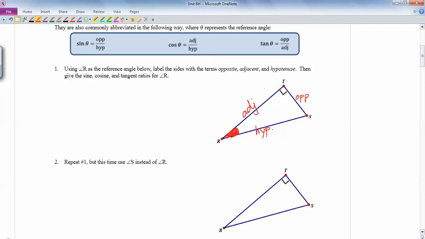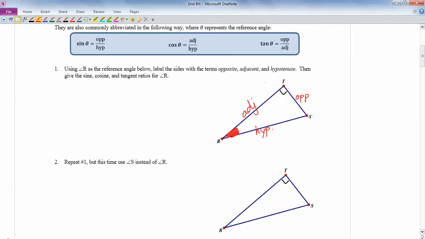Then it says give the sine, cosine, and tangent ratios for R. By the way, this symbol here, theta, is a Greek letter that gets used often when you need an angle. It's used just like when you don't know a side, you often call it X, Y, Z, A, B, C, something like that. A lot of times Greek letters are used for angles, although not always. Sometimes you still use regular letters too.